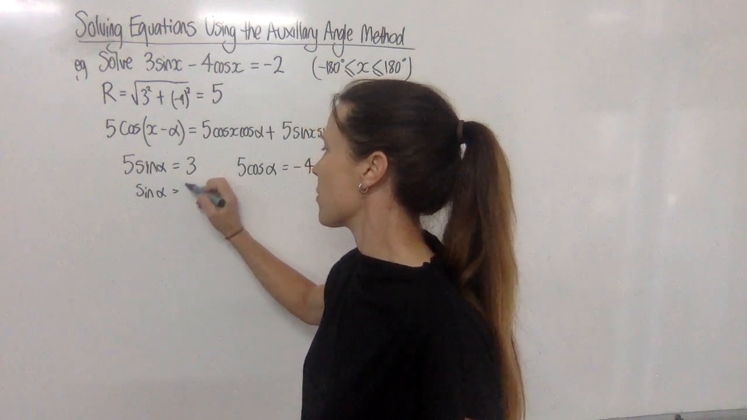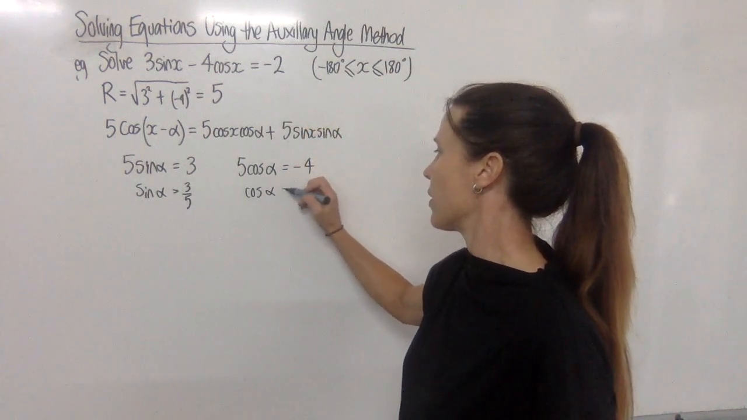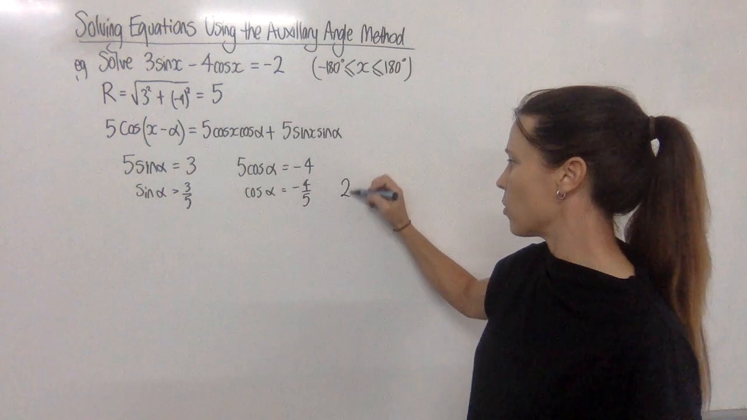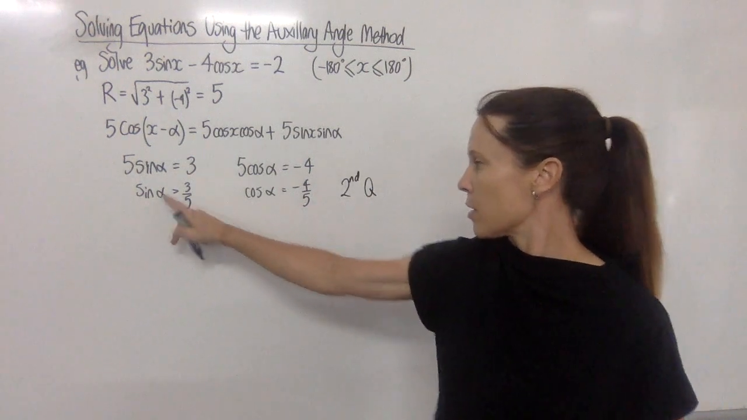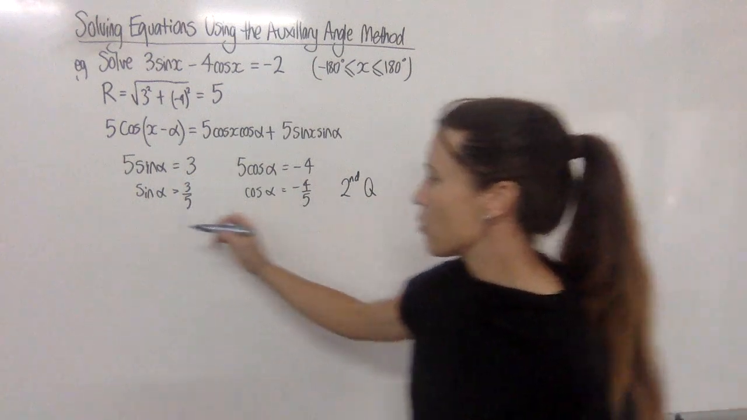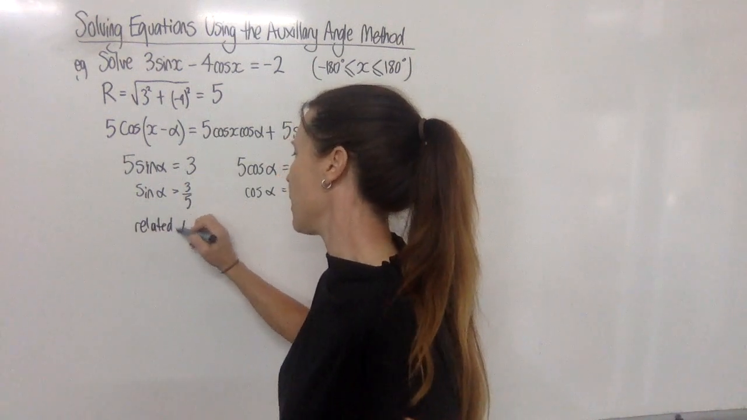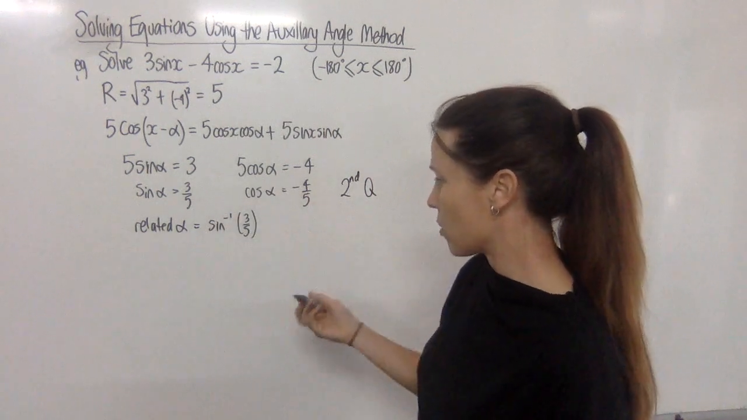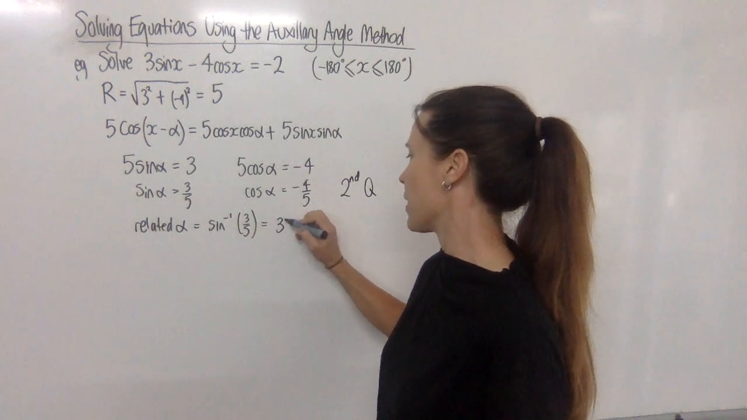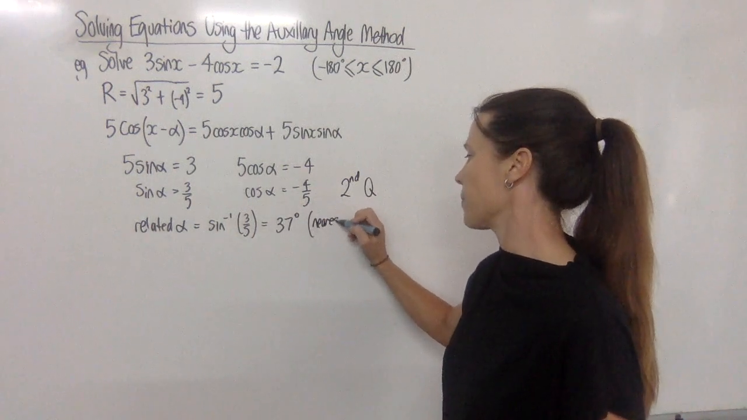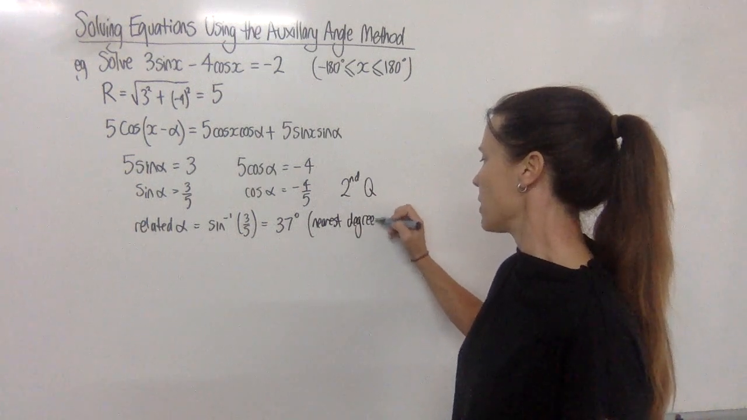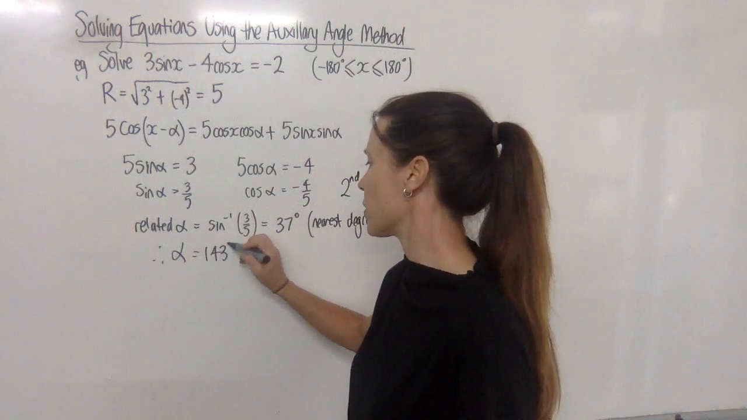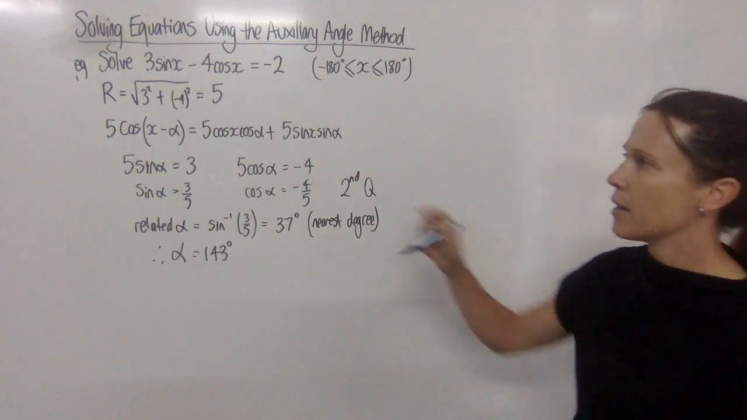So then sine of alpha is 3/5. Cos of alpha is -4/5. So just as we saw before, this means that we're going to be working in the second quadrant. And that's because sine is positive and cos is negative. So then to work out our related alpha, we've got a choice. We can find the inverse sine of 3/5, or we can find the inverse cos of 4/5. And we just did that one, so I remember that we had 37 degrees to the nearest degree. But when we put that angle into the second quadrant, what we get is 180 minus that, so we get 143 degrees.